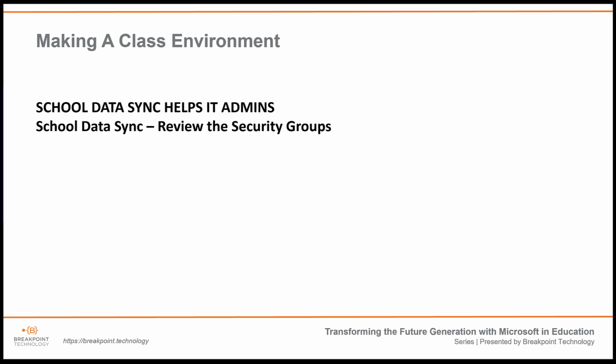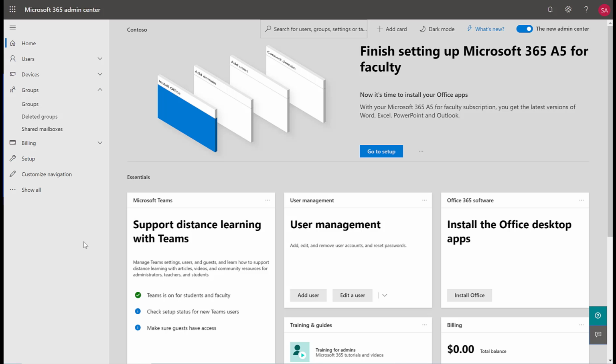School Data Sync helps IT admins review the security groups. School Data Sync also helps to set up security groups like all teachers, all students, and school-based security groups. This saves IT admins time because they don't have to create or manage memberships. These security groups make setting up administrative policy and configurations in Office 365 super easy and fast.